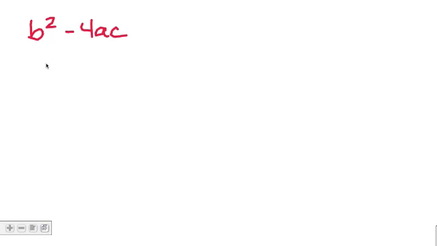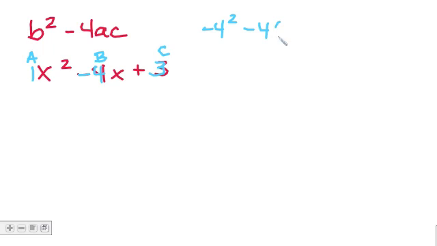So what if I gave you the problem x squared minus 4x plus 3? We're going to plug in our numbers for our variables. Again, this is your a, which is 1, your b, which is negative 4, don't forget the sign, and your c, which is 3. So we're going to get b squared, which will be negative 4 squared minus 4 times 1 times 3.